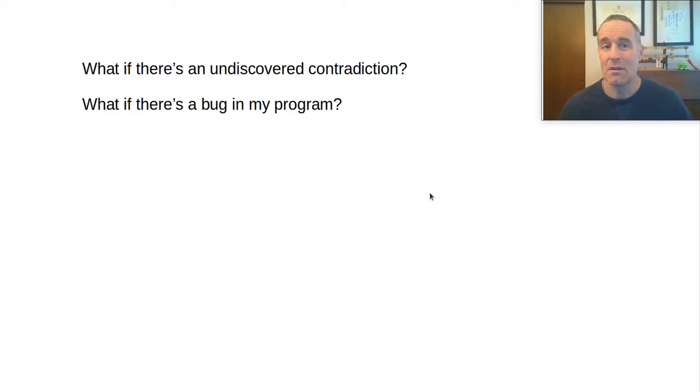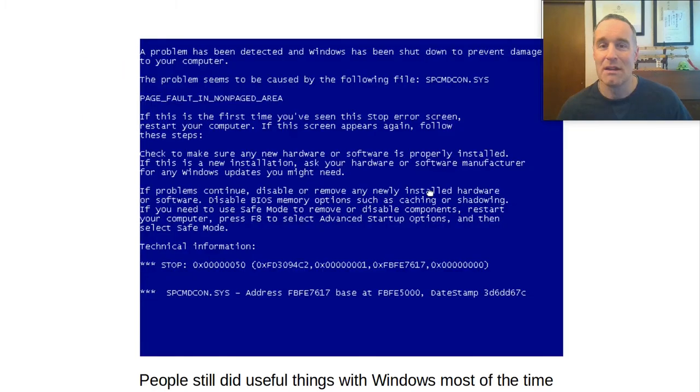Well, what if there's a bug in my program? Any large system is bound to have some bugs. And here is the infamous blue screen of death from Windows. And yet, despite this bug, probably many bugs that we were all suffering from a decade or so ago, people did all sorts of useful things with Windows. It didn't happen all the time, thank goodness. We were able to get our jobs done.